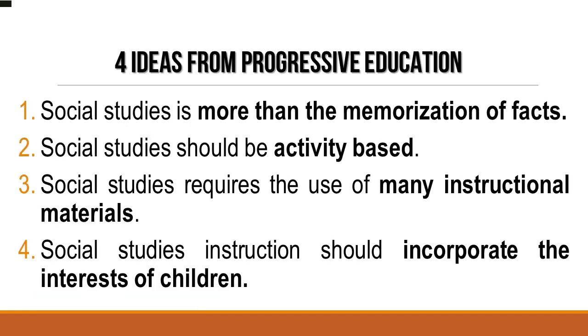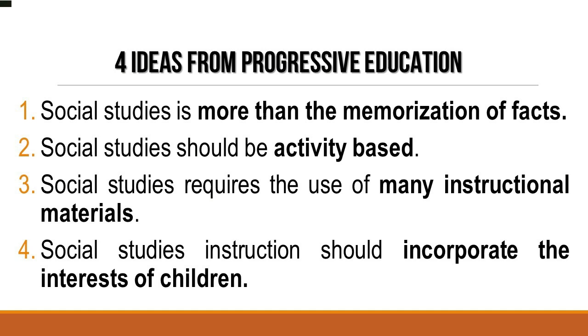Teachers should remember 4 ideas from progressive education. First, social studies is more than the memorization of facts. It is a discipline in which students learn to think, to make hypotheses, and to find answers. Second, social studies should be activity-based. Learning requires first-hand experiences. Children need to act, sing, build, dance, take field trips, and do hands-on activities.